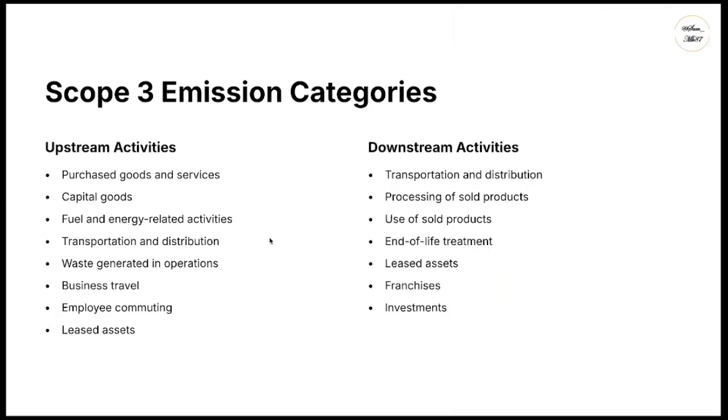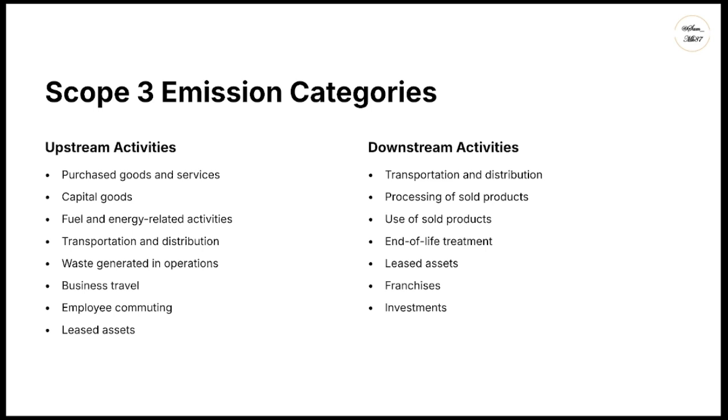So as I mentioned, based on the GHG Protocol, there are 15 categories for scope 3. And these are grouped under upstream and downstream activities. So upstream activities include emissions that occur before a product or service reaches the organization. Things like purchased goods, capital goods like buildings or equipment, fuel and energy related activities not already counted in scope 1 and 2, transportation and distribution, waste generation in operations, business travel, and also leased assets.